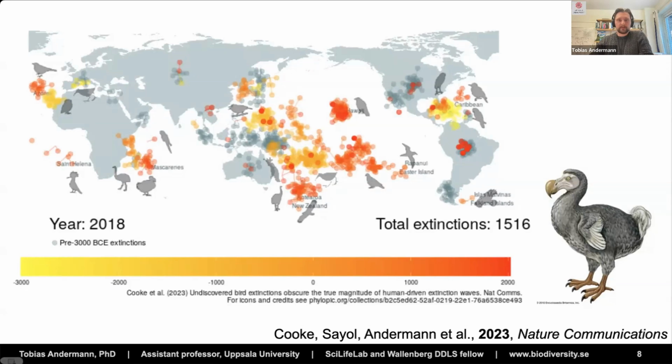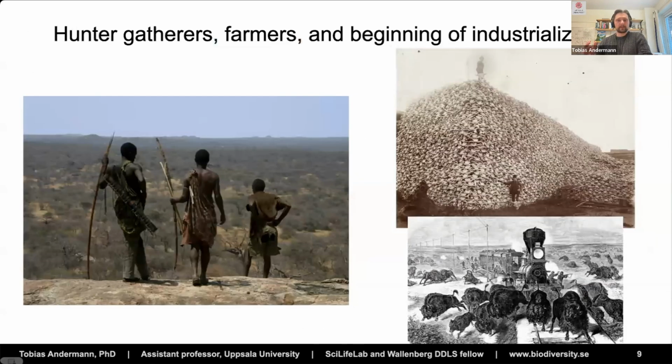So just based on these few groups where we have a good understanding of their fossil record and their fossil taxonomy, we get estimates of at least 1,600 times increased extinction rates. But we also have to keep in mind when we're looking at past extinction, we're looking at the effect of humans that were not putting as much pressure on the planet yet as we are currently. So we're talking about hunter-gatherers, farmers, and also the very beginning of industrialization in the last few hundred years.